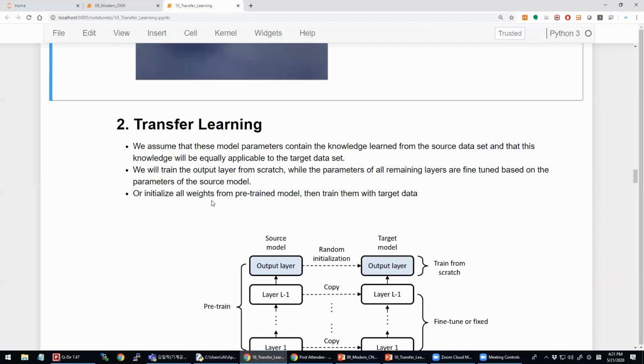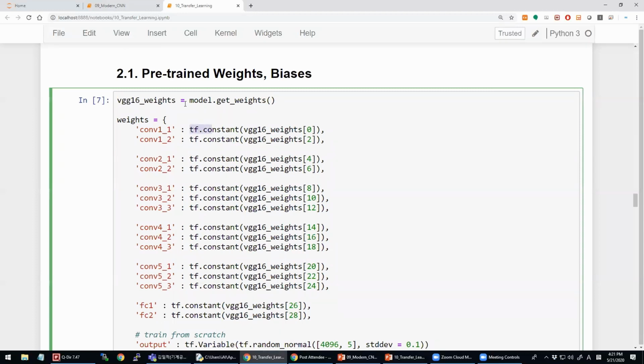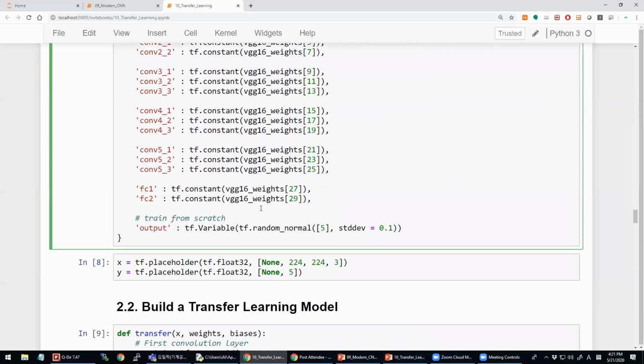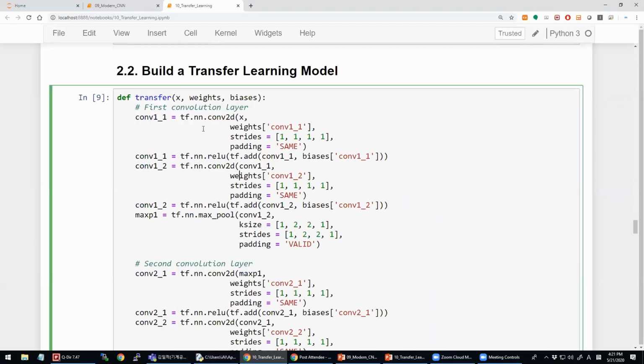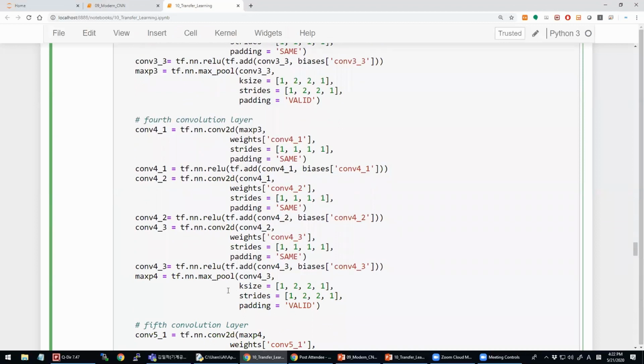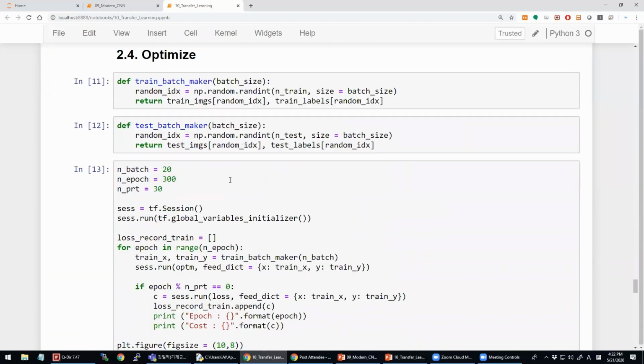So now I'm going to do the transfer learning, and this is the picture that you need to remember. As you can see here, I got all the weights from VGG16, and remember, these are tf.constant, and here tf.variable. Bias are the same. Now I'm going to build up the models. These are the weights, but this is constant, and at the end, probably the fifth convolution layers and fully connected. The structure is the same as the CNN and VGG16. The only thing is that over here I use tf.variables, others are tf.constant, right? And do the same optimizers and the batch.